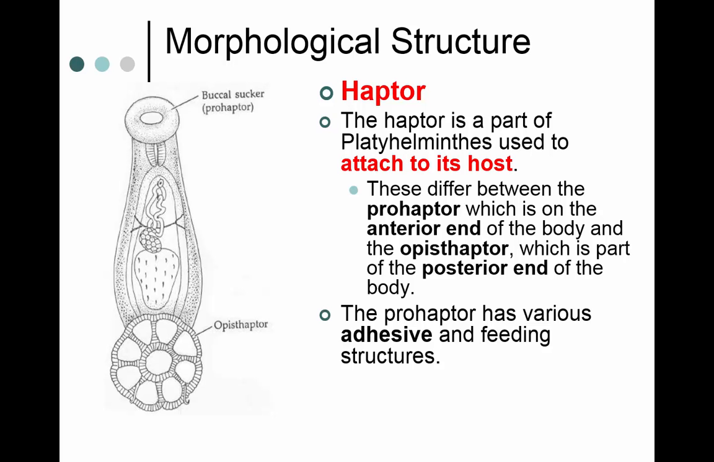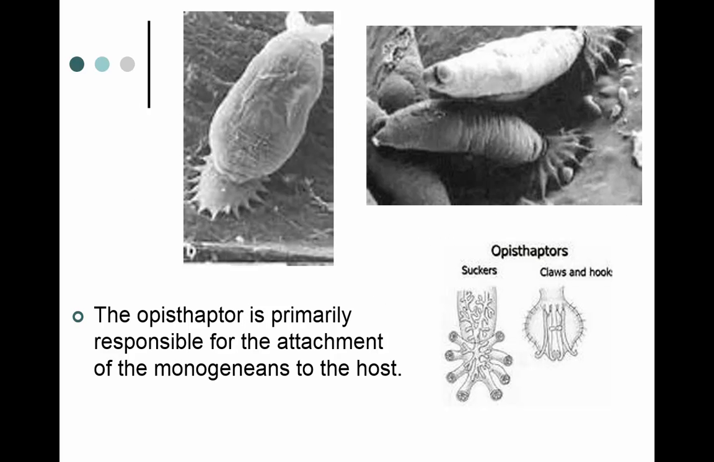Morphologically, they have a haptor, which is what they use to attach to the host. And there's the anterior end, which is the prohaptor, and the opisthaptor, which is the posterior end. The prohaptor has different adhesive and feeding structures. The opisthaptor is primarily responsible for attachment of the monogeneans to the host. And you can see there they could be suckers or it could be claws and hooks.